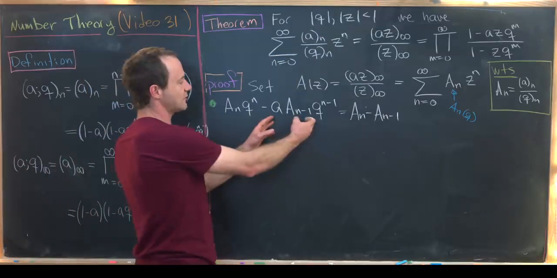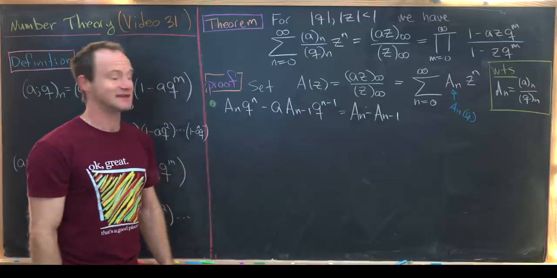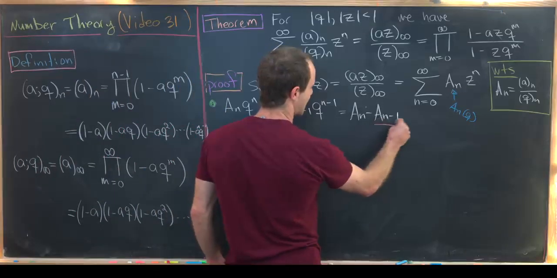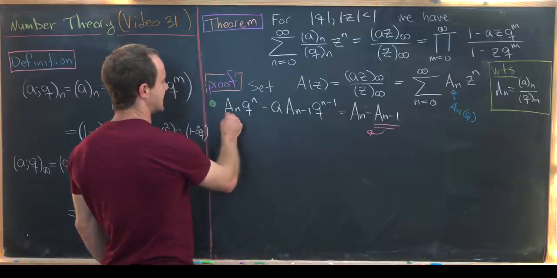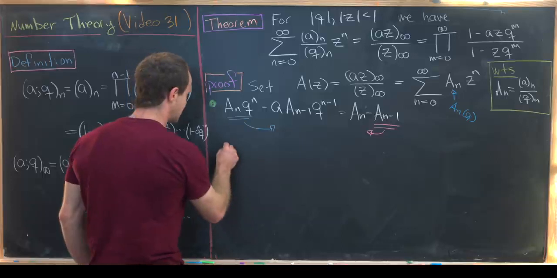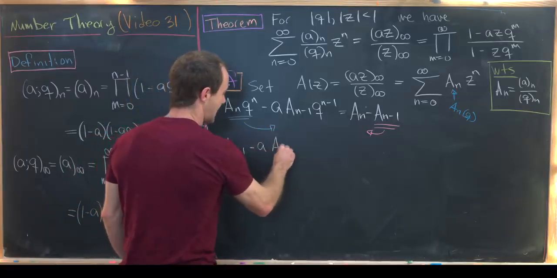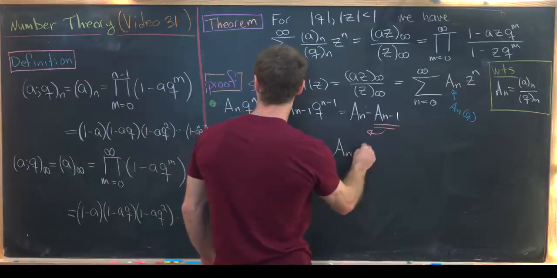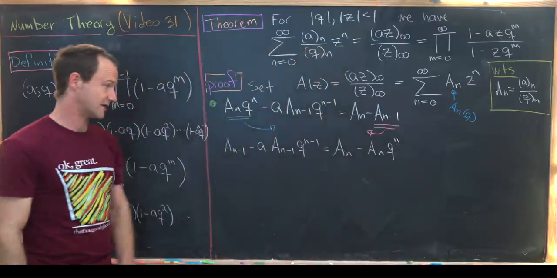Well, we're going to move everything with an a sub n minus 1 to one side of the equation and everything with an a sub n to the other side of the equation. So what I'll do is take this guy and then move it to the left-hand side of the equation. And then I'll take this guy and move it to the right-hand side of the equation. So that's going to leave me with a sub n minus 1 minus a sub n minus 1 times q to the n minus 1 equals a sub n minus a sub n q to the n, like that.